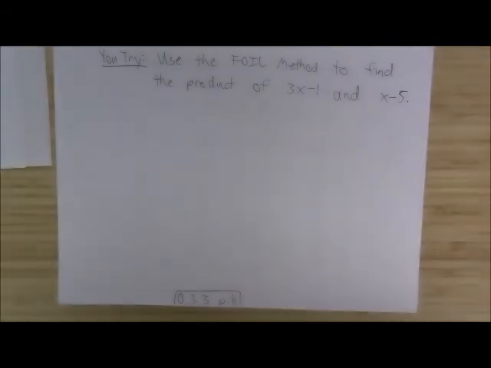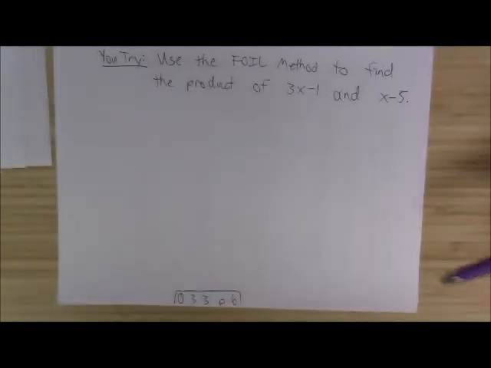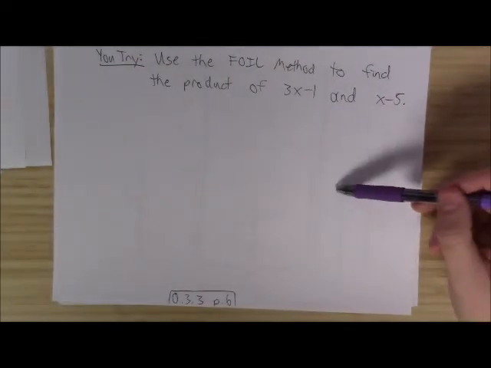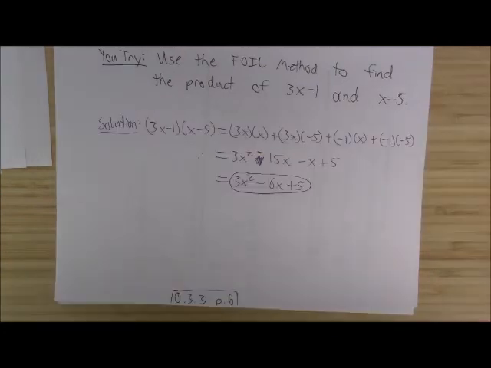And now it's time to have you work an example. So go ahead and use the FOIL method to find the product of 3x minus 1 and x minus 5. And on the count of 3, I'll reveal the solution. 1, 2, 3. There you have the solution.